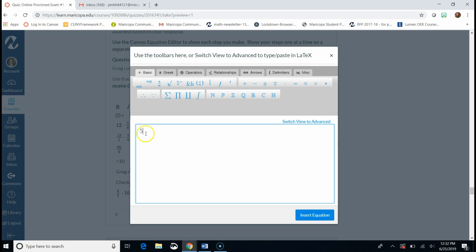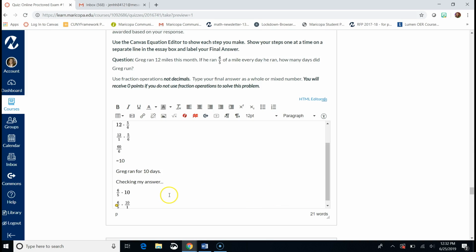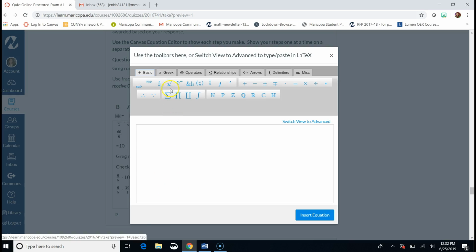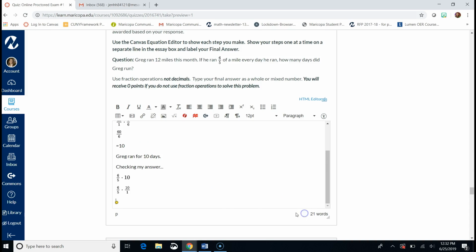So my next step would be 6/5, whoops, let's get that fraction back. 6, make sure I click in the denominator, fifths, and then I want to multiply that by the fraction 10/1. If I multiply straight across, 6 times 10 in my numerator is going to give me 60. 5 times 1 in my denominator is going to give me 5. And then if I do that division, I get 12.